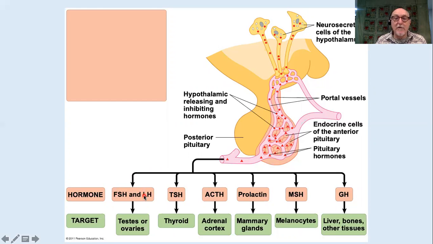Follicle stimulating hormone, luteinizing hormone with their target, the gonads, principally. Thyroid stimulating hormone, target, the thyroid. Adrenocorticotropic hormone, the adrenal cortex. That's prolactin, the breast, to stimulate milk production. Don't worry about melanocyte stimulating hormone, we won't talk about it. And then growth hormone, which has its effect globally throughout the body, depending on the stage of life. It can have effects throughout the body, on all of the tissues of the body.